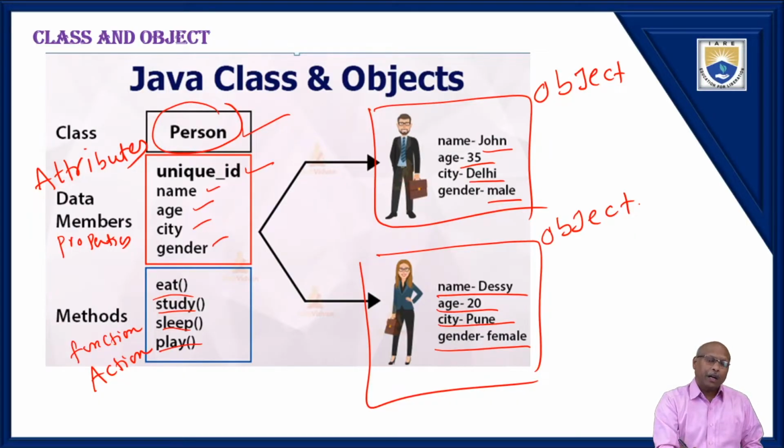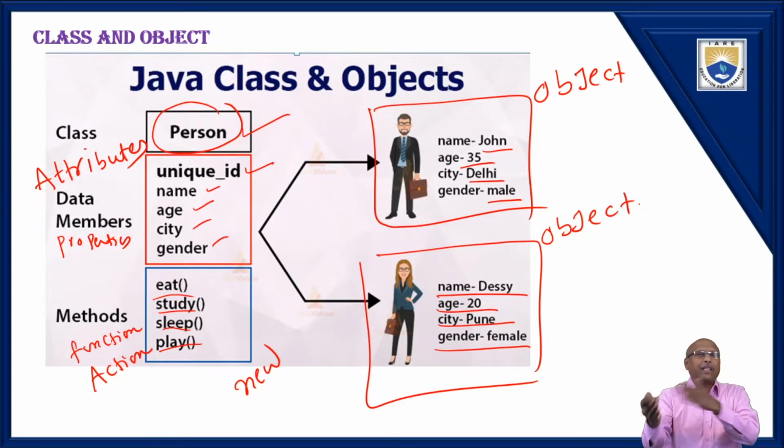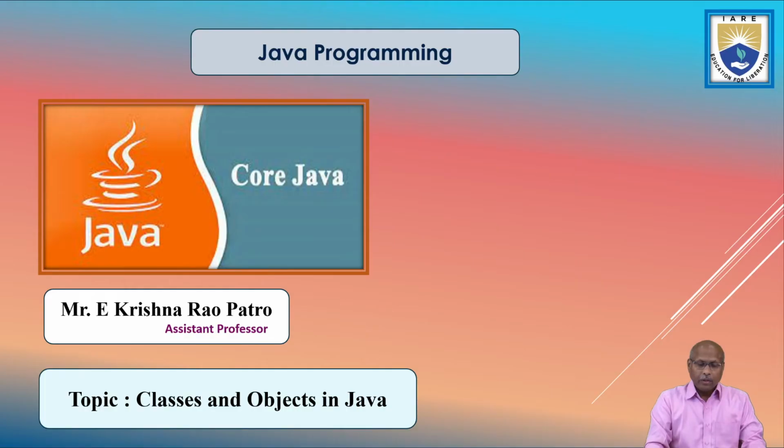This object, how will you create it? Using new. But using clone, what will you do? You can clone the same thing. You can clone the similar object. Exactly the same thing will be copied. So now I'll go to a program. There I will show you how to create it.